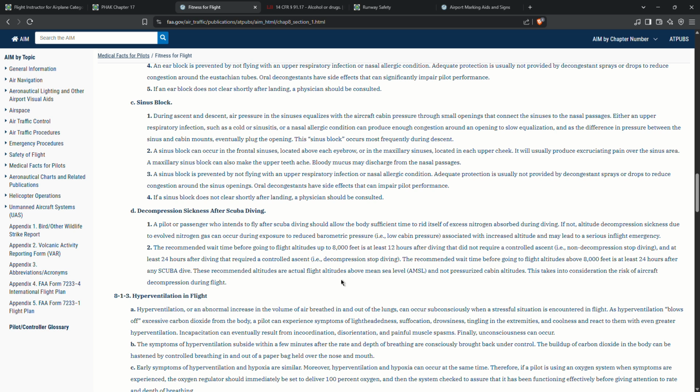For decompression purposes, we need to understand that their bodies during flight will react differently. As we climb in altitude, decompression sickness means that these nitrogen gases will react in their body and give them what's called the bends, freezing up their joints and their bones to where they get stiff, and it is a major issue that we need to understand.